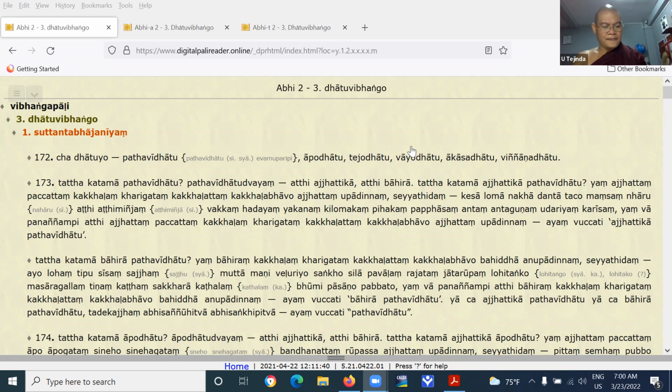Okay, let's see the Pali. Chat dhatu, the elements are 6: pathavi dhatu, apo dhatu, tejo dhatu, vayo dhatu, akasa dhatu, vinnana dhatu. 4 elements, 4 great elements, akasa dhatu and vinnana dhatu. So these 6 can be classified into 18 again. Here the 4 elements, pathavi, apo, tejo, vayo, cannot be classified again. Akasa dhatu also cannot be classified again. But vinnana dhatu can be classified into 7, as you may know.